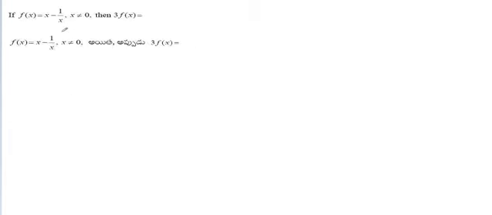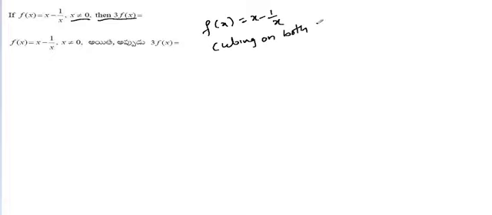If the function f of x is given, that is x minus 1 by x, and x is not equal to 0, then the value of 3 into f of x. Here the function f of x is equal to x minus 1 by x. Now I take cubing on both sides. So f of x whole cube is equal to x minus 1 by x whole cube.